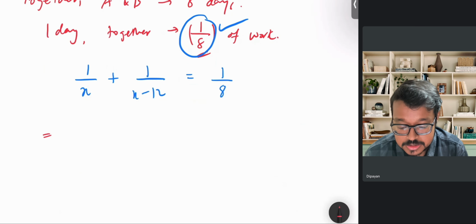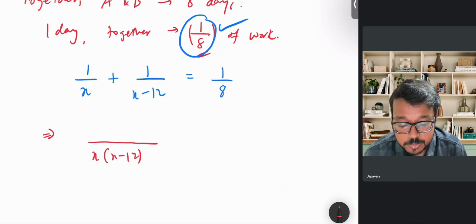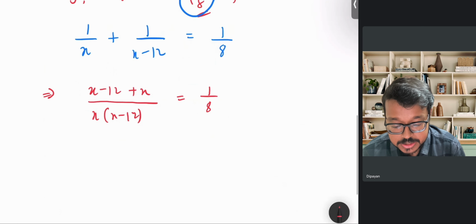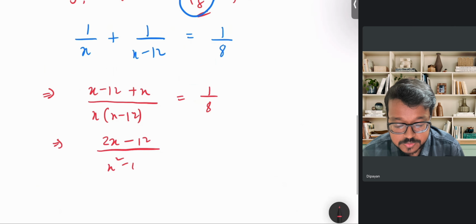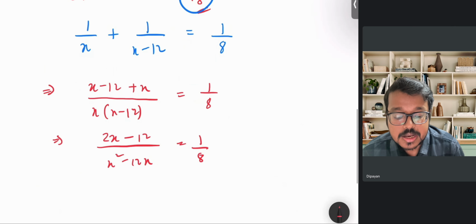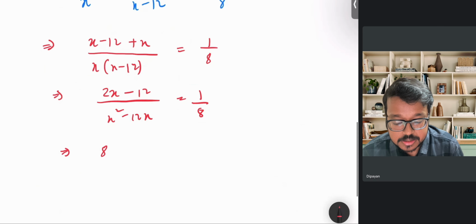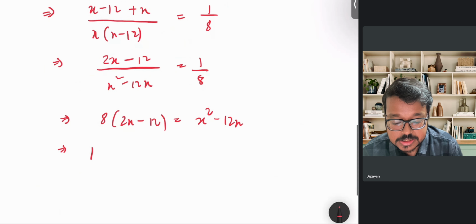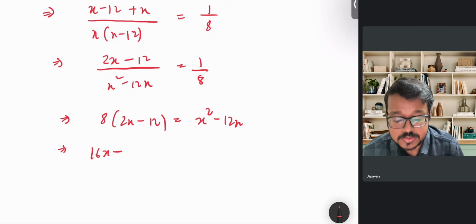We will add the fractions on the LHS, taking a common denominator x into x minus 12, and the numerator is x minus 12 plus x. So on the LHS, I will get 2x minus 12 by x square minus 12x equal to 1 by 8. Now I can cross multiply. 8 into 2x minus 12 is equal to 1 into x square minus 12x. So the LHS is 16x minus 8 into 12, which is 96, equal to x square minus 12x.